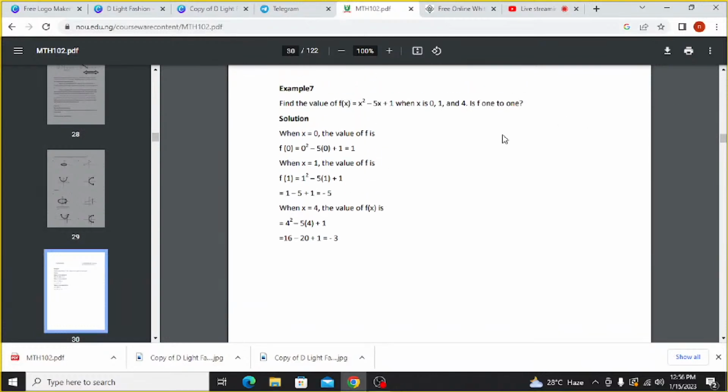Don't forget, this one is a typographical error, because minus 1 minus 5 plus 1 is not equal to minus 5. This one is supposed to be minus 3. So don't forget the typographical error.